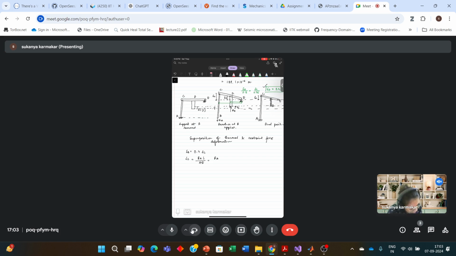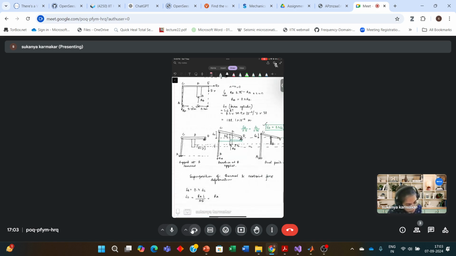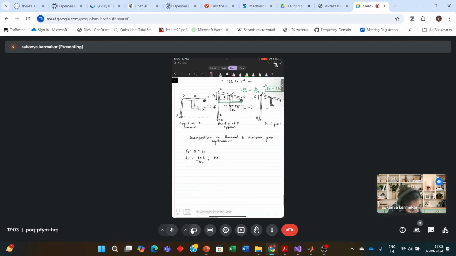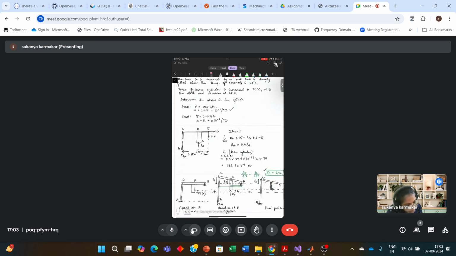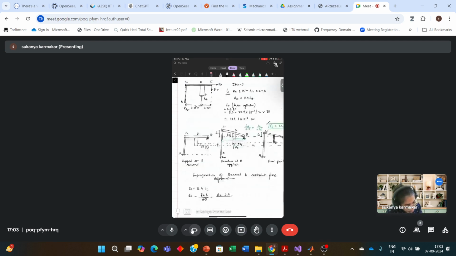Let RA be written as RA. The length of the member AC is 0.9 meter. See, here it is 0.9 meter. And the member AC is 22 mm diameter and it is made up of steel.